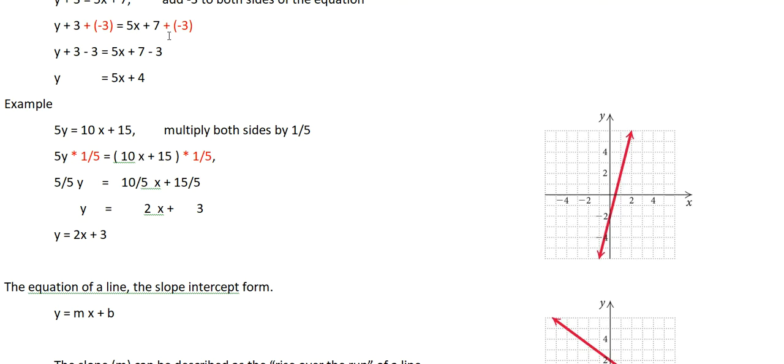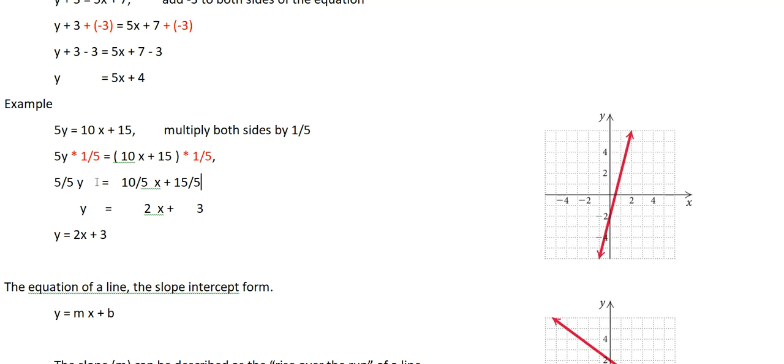Now, when we added, we could simply add to both sides, but when we multiply, we have to make sure we multiply the entire expression on one side of the equation by whatever factor we're multiplying by. And then we would distribute that out. This is the distributive property of multiplication. So 5y times 1/5 would simply be 5 over 5. That's another way of saying 1. 5 over 5 is equal to 1.